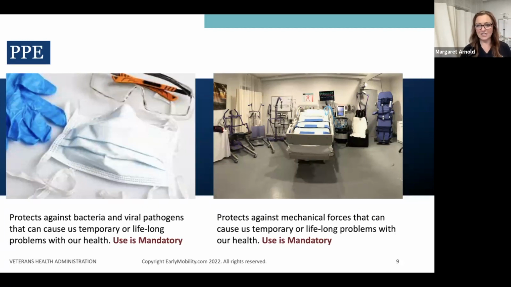Use is mandatory. We must get to the same place with safe patient handling PPE as we are with gloves, masks, and gowns. And just as we would never dream of going into a patient's room if they have COVID or MRSA or an airborne disease without our PPE, we must not go into a patient's room and perform manual transfers without our mechanical PPE.